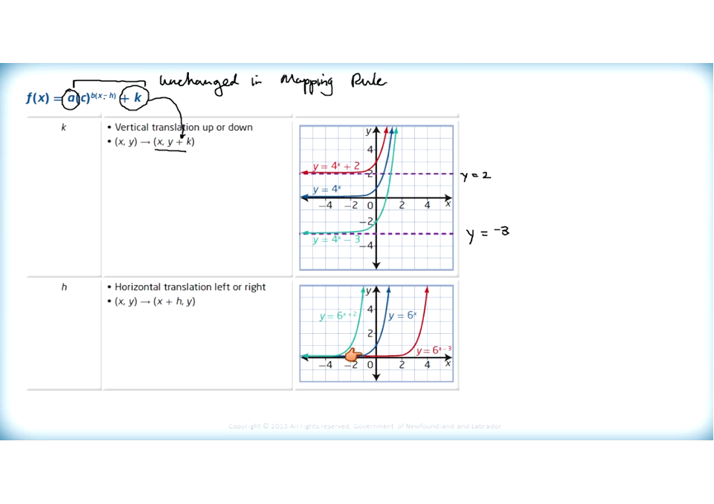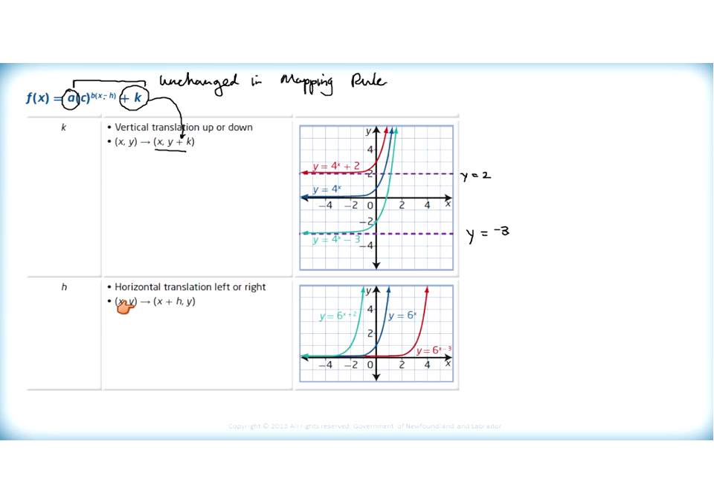Here's an example. Y equals 6 to the power of x. There's your base function. Y equals 6 to the power of x subtract 3 will take the graph and move the graph 3 units to the right. Y equals 6 to the x plus 2 will take the graph of y equals 6 to the x and move it 2 units to the left.